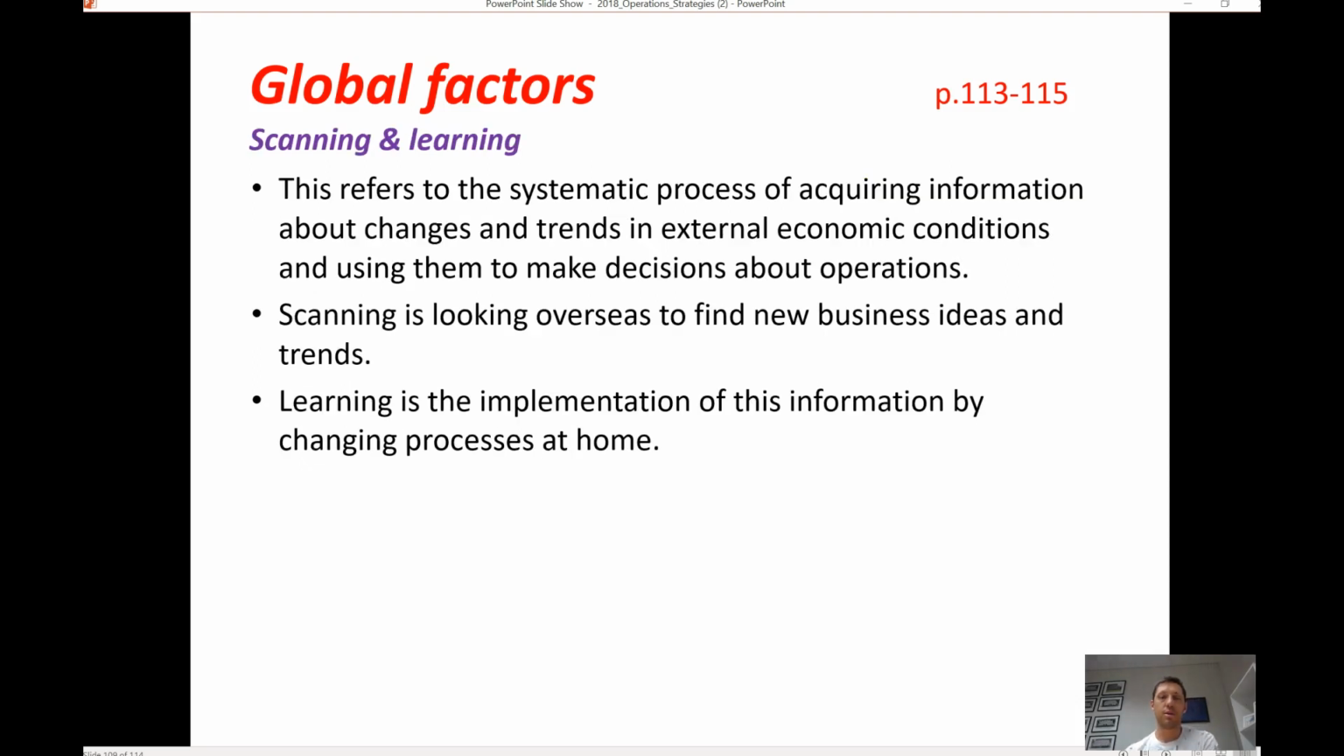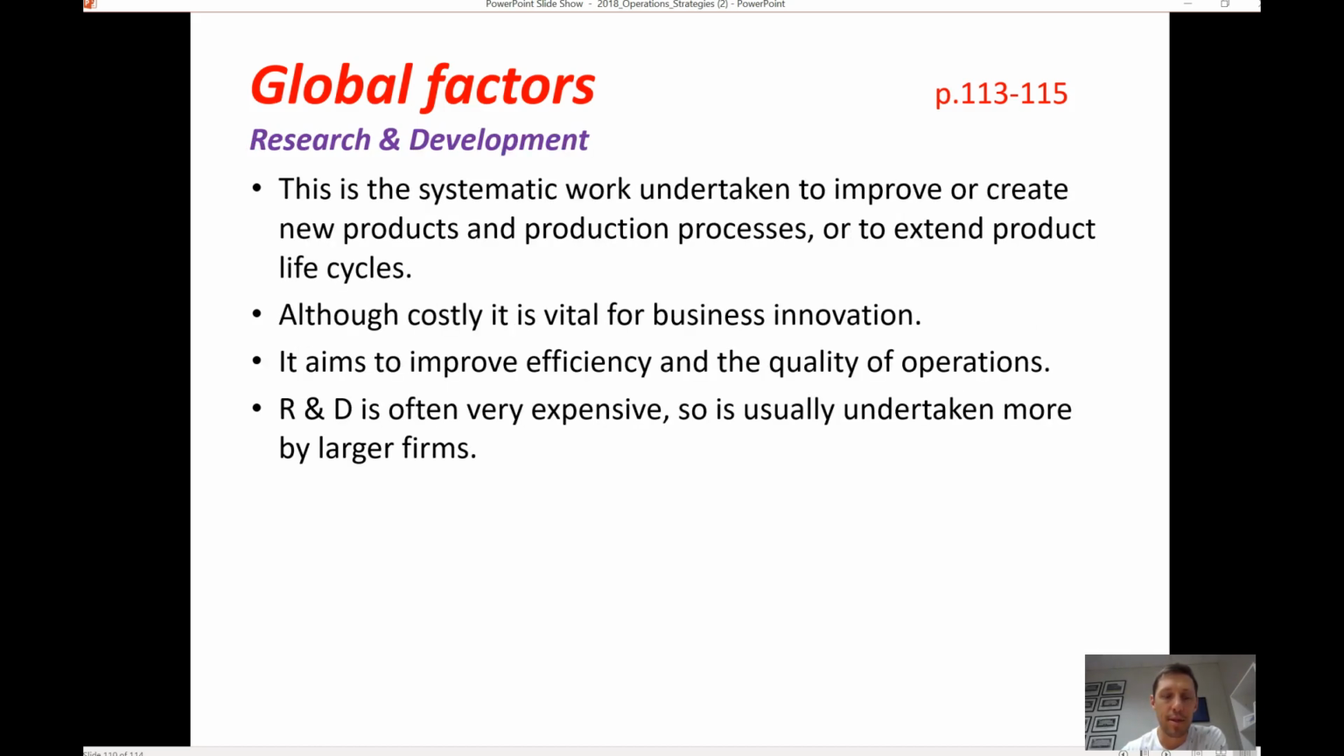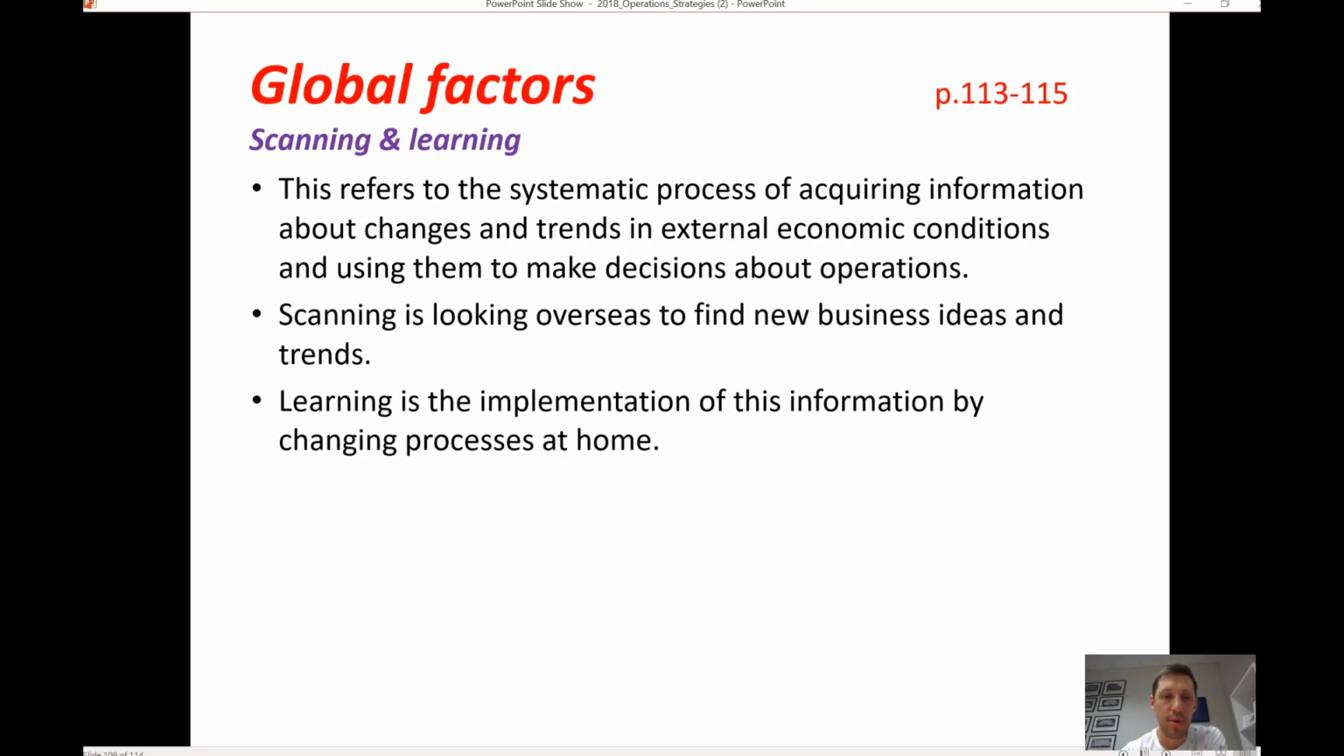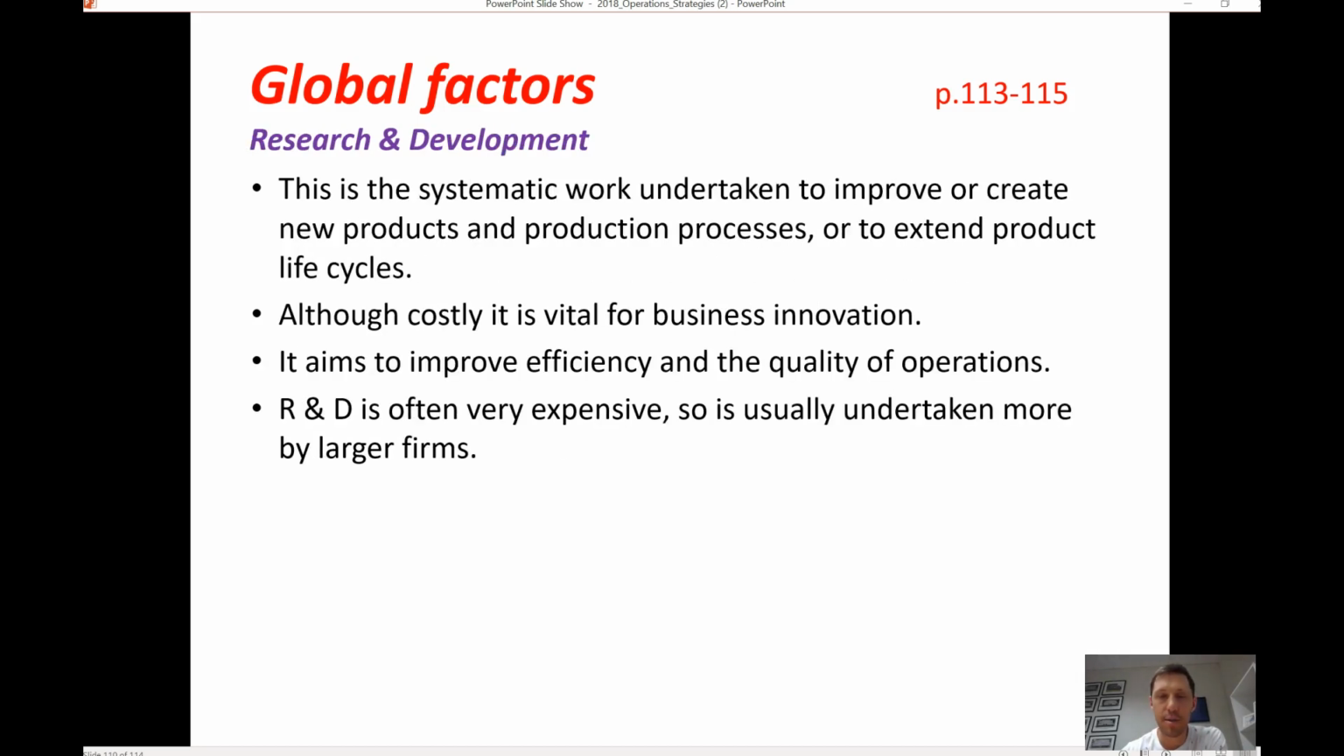Scanning and learning is really about just looking overseas to find new business ideas and trends. That might be manufacturing trends. It might be materials that have been used in the operations process. It might be certain staff, or skills or roles that have been deployed in the global market, and that's going to allow a business to implement those changes within its domestic business.